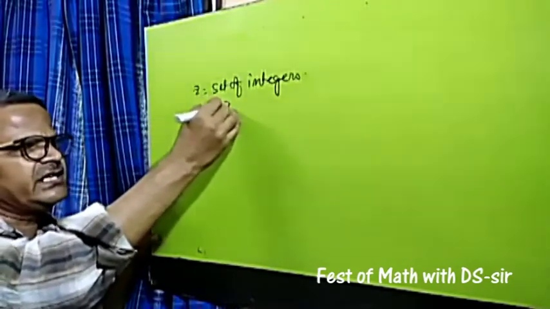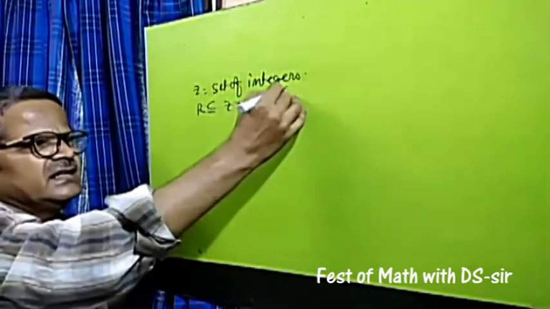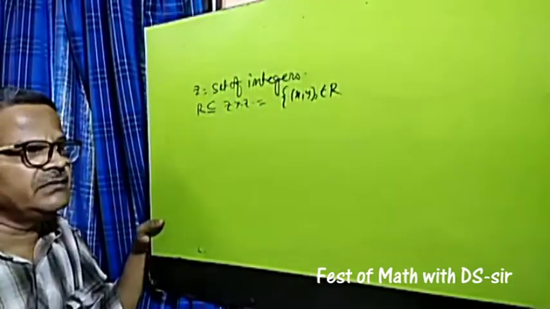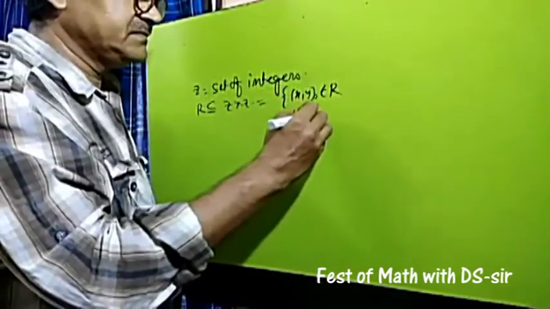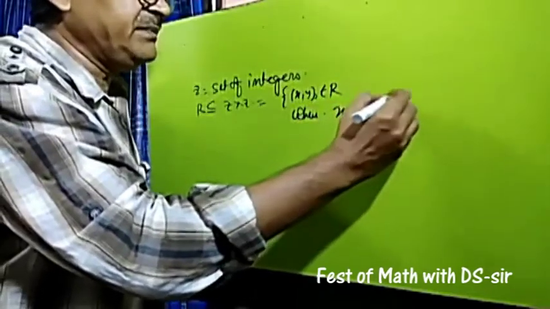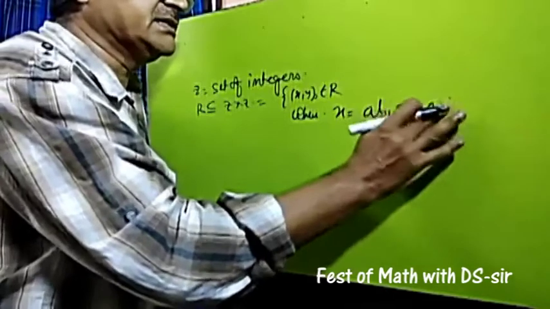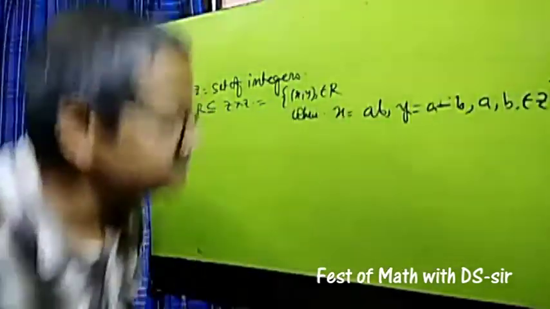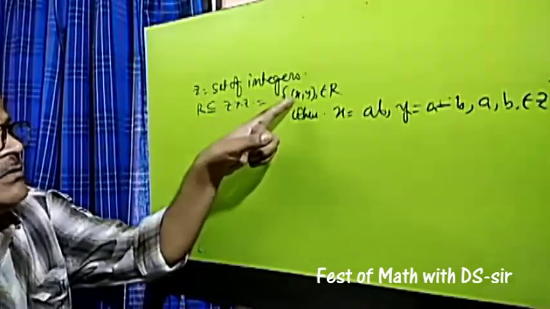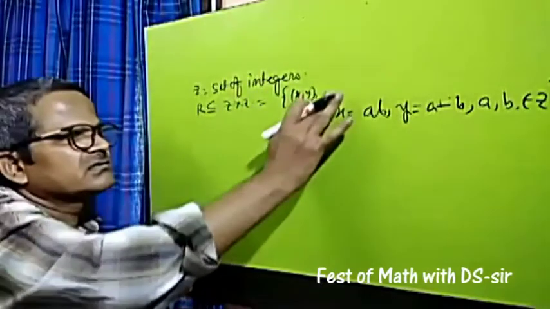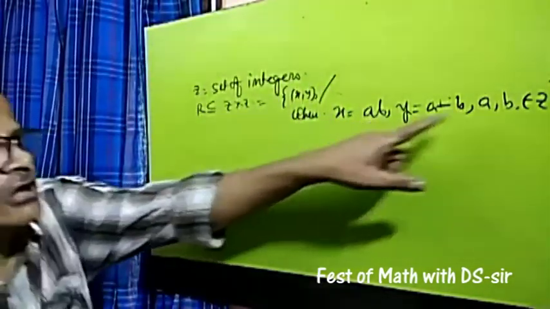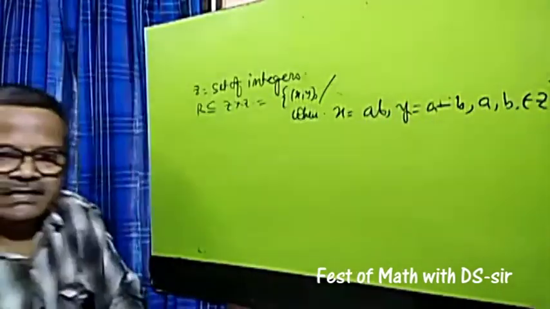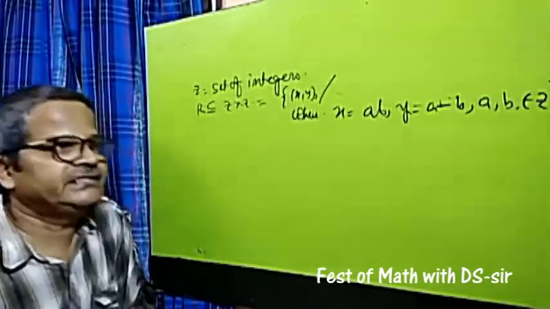R is a subset of Z times Z defined by (X, Y) belongs to R, where X is equal to AB and Y is equal to A minus B, with A, B belonging to Z. So these kinds of ordered pairs (X, Y) are in R, such that X is the product of two integers and Y is the difference of the same integers.